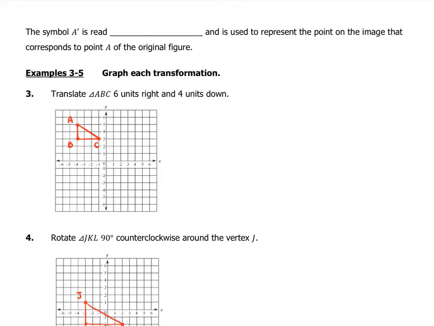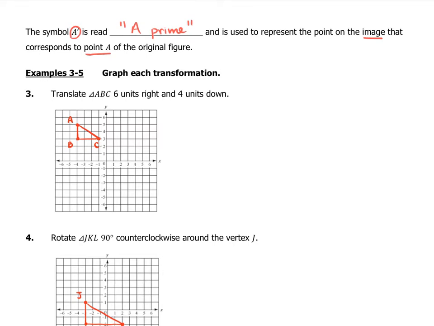I want to talk about this symbol here, this symbol that looks like an A with an asterisk. This is actually read as A prime. And we use that symbol to represent a point on the image of a figure that corresponds to an original point of the original figure. So if you had the symbol A prime, that point would correspond to point A of the original figure. So we're going to use those symbols as we do some transformations on these graphs below.